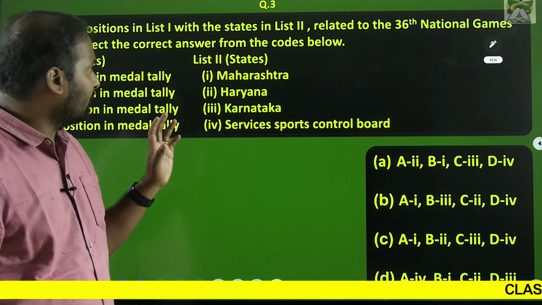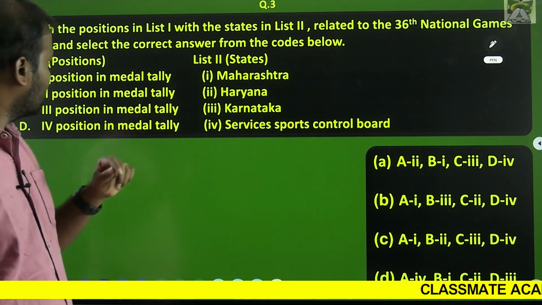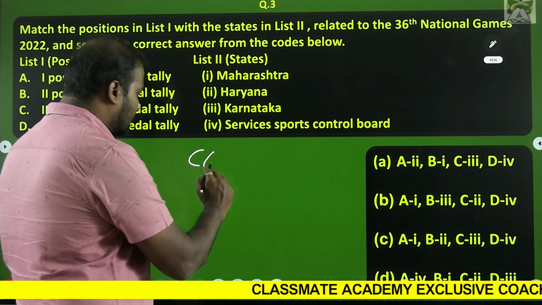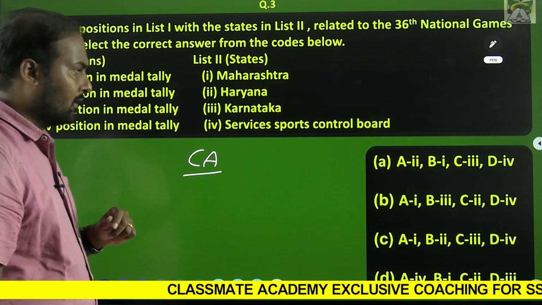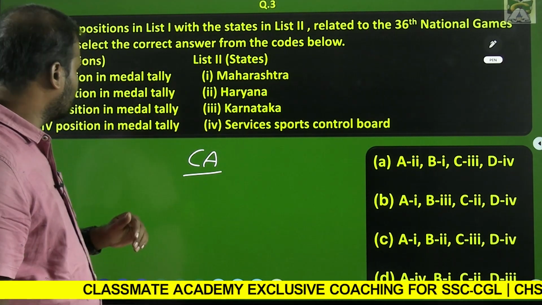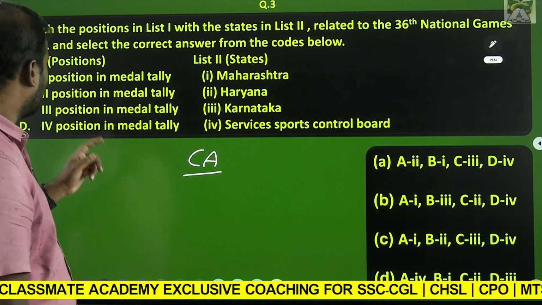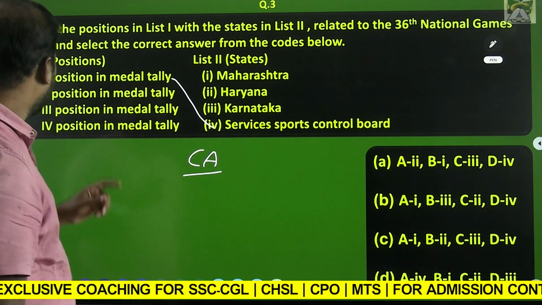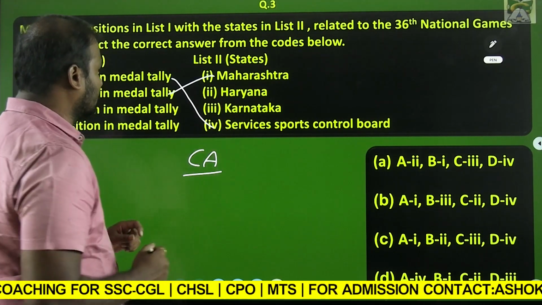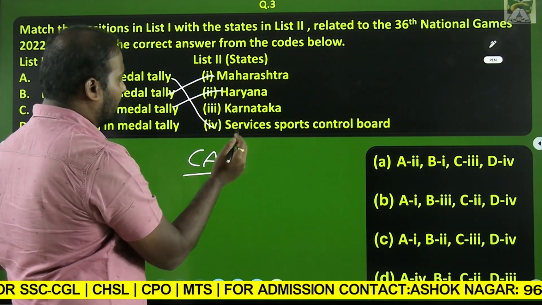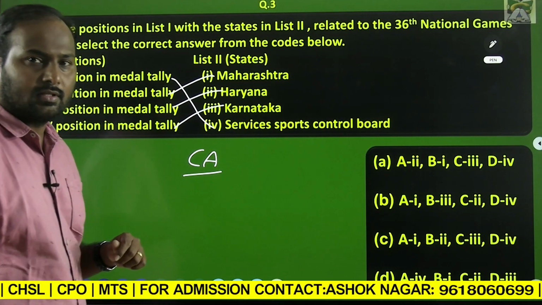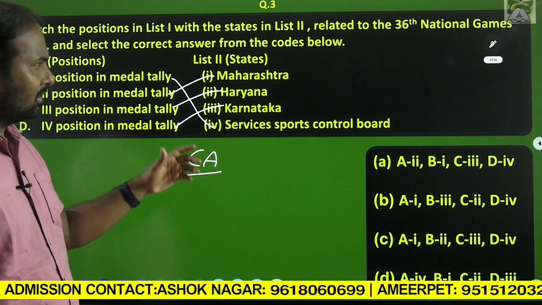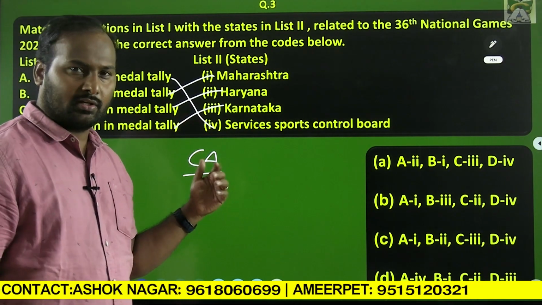Match the positions in list 1 with states in list 2 related to the 36th National Games 2022. Obviously, it is a current affairs question. Last year we know that the National Games were held. Let's try to see their positions. Obviously, the first position goes to Services. Then the second one goes to Maharashtra. Third one is Haryana and fourth one is Karnataka. So this is the match the following. Again, a very static and very easy question because National Games are quite often seen in the news.